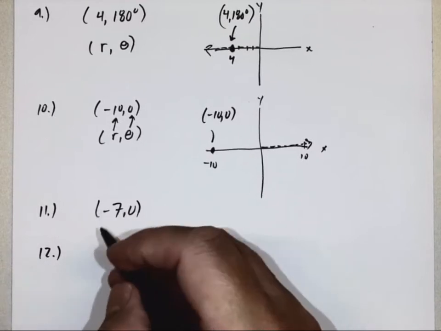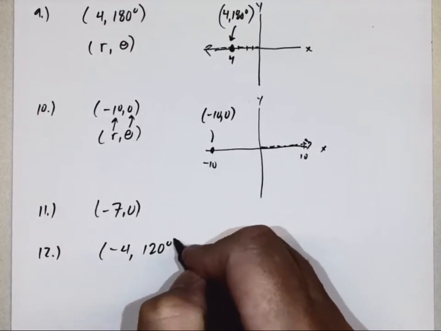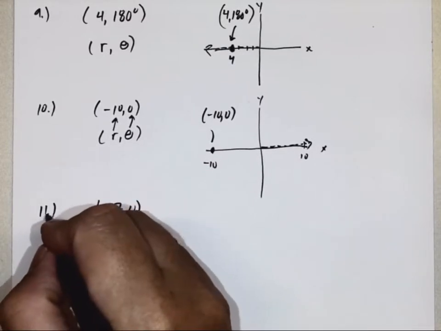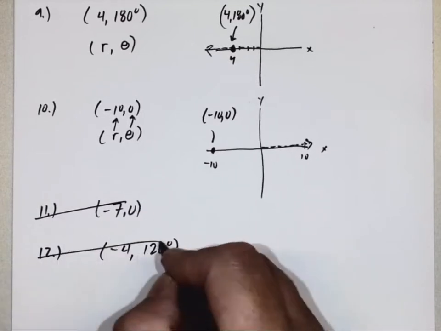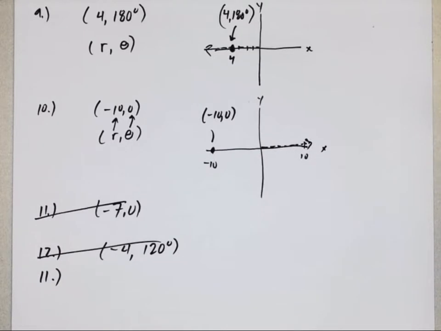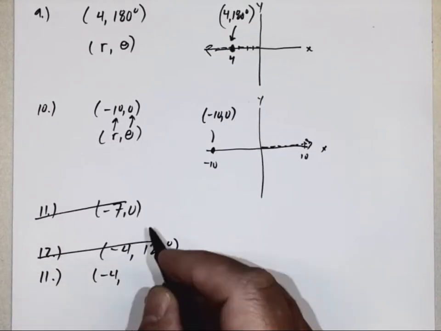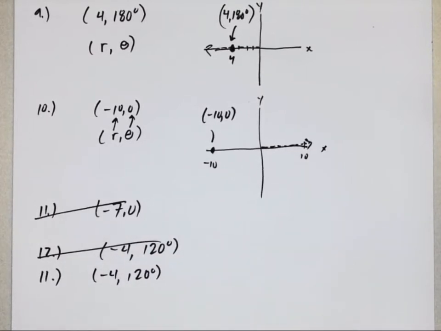Anyways, here's another one to plot. Actually, what I'm going to do is, because we're going to fix this, I'm going to eliminate this one from the homework. So when you actually start working on these, this next one will be problem 11. And it's another polar coordinate one, -4, 120 degrees.